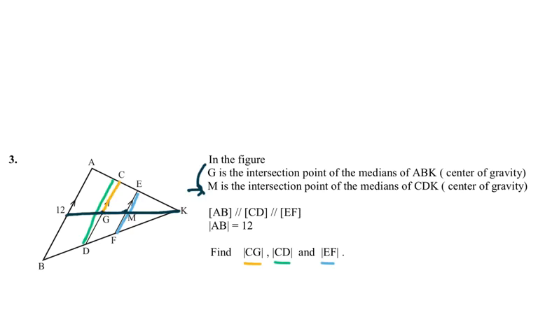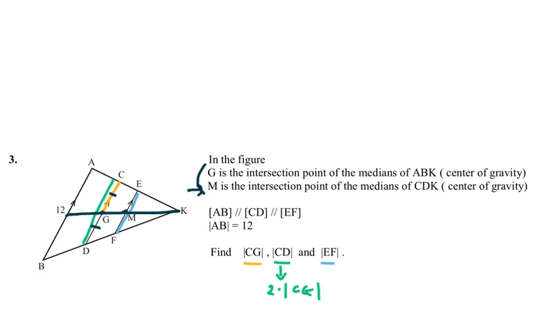Now because M is a median of CDK, that means that this length and this length are equal. So if we find CG, well, that means that CD is going to be 2 times the length of CG, so we'll get that for free. So that's a nice, handy piece of information.